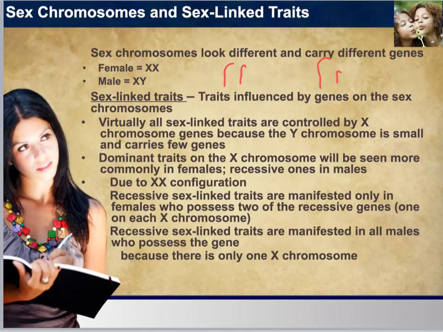And so recessive sex-linked traits are manifested in all males who possess the gene, and that is because there is only one X chromosome. The classic example of recessive sex-linked trait is color blindness, and that is because the color blindness gene is quite rare. Females almost never inherit two of them, and thus almost never possess the disorder. In contrast, every male who possesses one color blindness gene is colorblind.